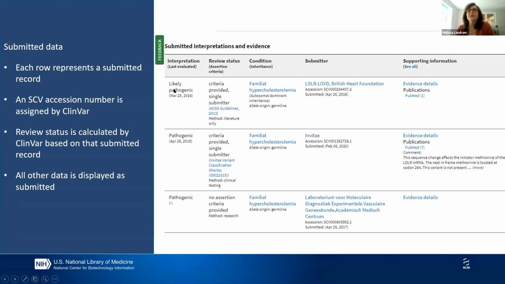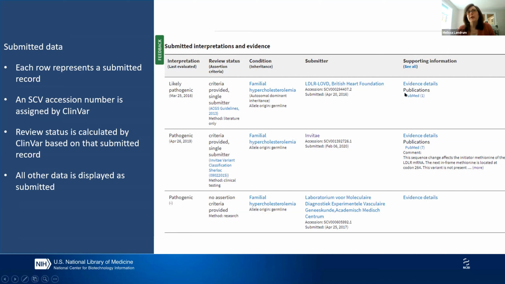So you can see the value that this submitter gave for the interpretation, the disease they interpreted it for, their comment and any citations that they provided on the interpretation. So you can also consider this to be kind of summary level data.